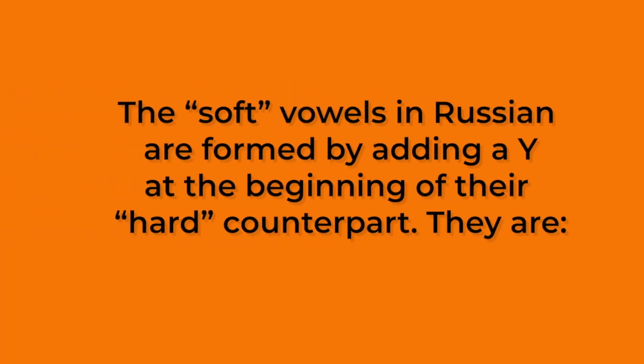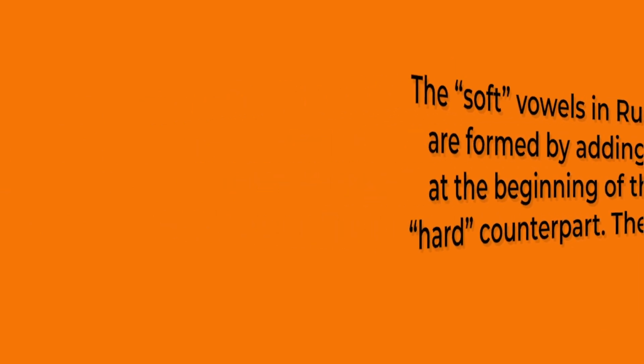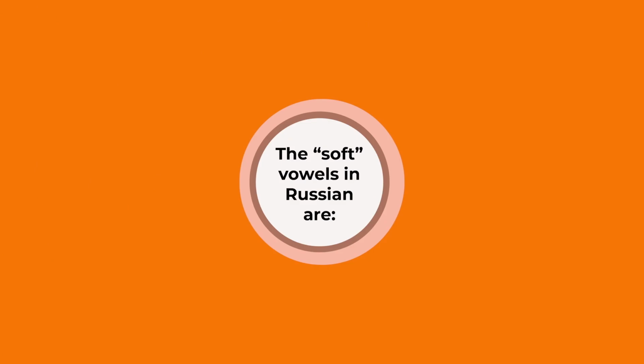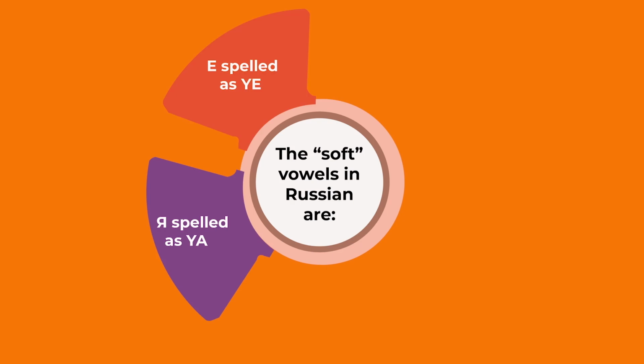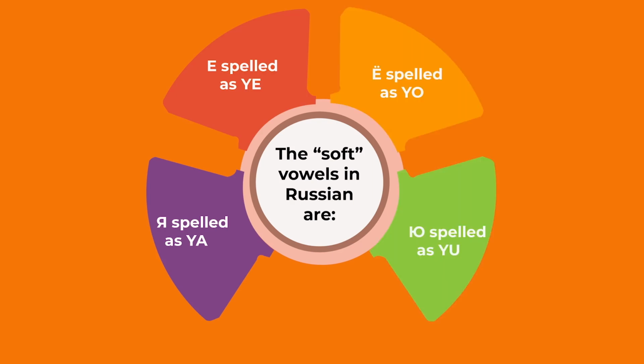The soft vowels in Russian are formed by adding a Y at the beginning of their hard counterparts. For example, in the Russian language we have vowels like Ya, Ye, Yo and Yu. And how do we pronounce them? For example, in the case of Ya, with the help of English we have used Y and A, and when we pronounce them together, the sound resembles Ya.